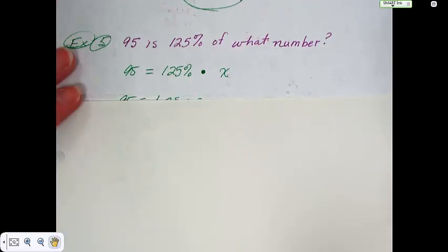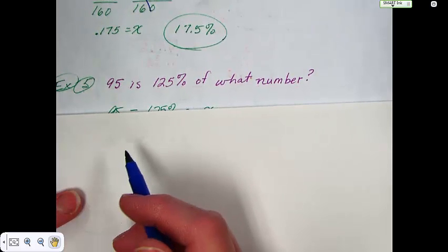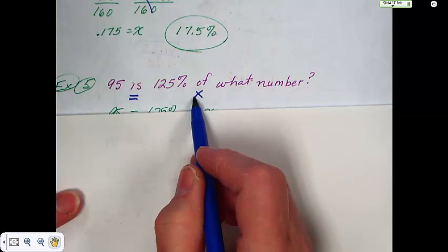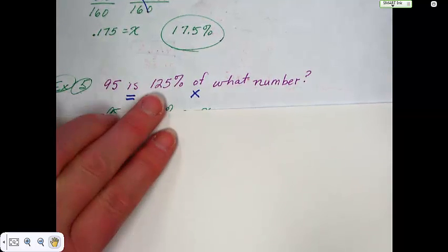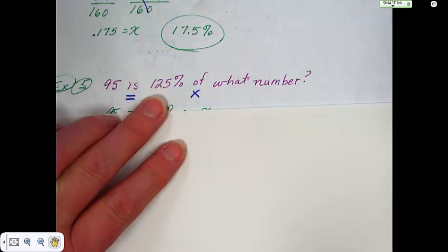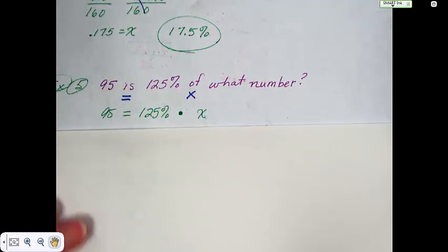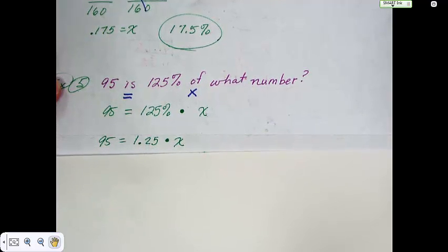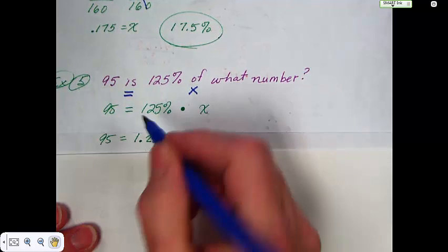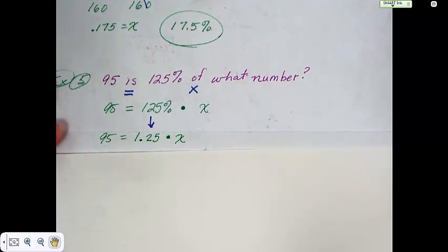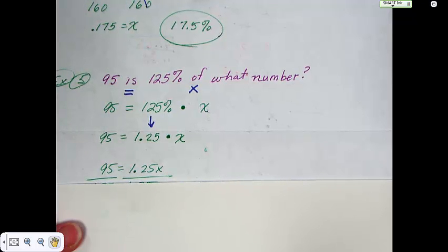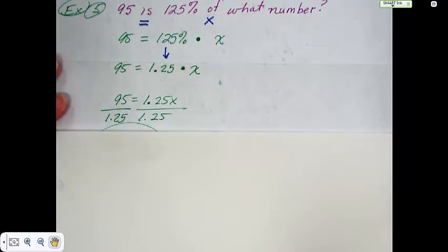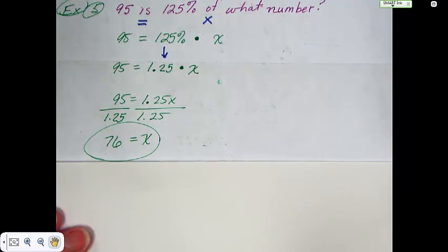Last example. 95 is 125% of what number? Is means equals, of means multiply. Change that 125% to 1.25. Remember, that's how we do that. So you end up with 95 equals 1.25 times x. 95 equals 1.25x. Divide both sides by 1.25. And when you do that, you get 76 equals x.